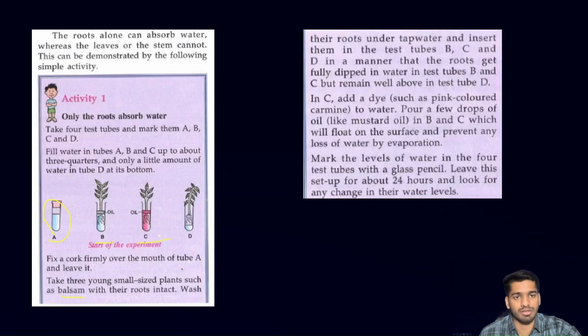Same with the third one. The only difference is going to be, in this the water is added with a dye such as pink colored caramide. And the fourth one, in this I'll make sure the water level is so low that the roots of this plant are never in contact with the water. So I've placed these 4 test tubes.